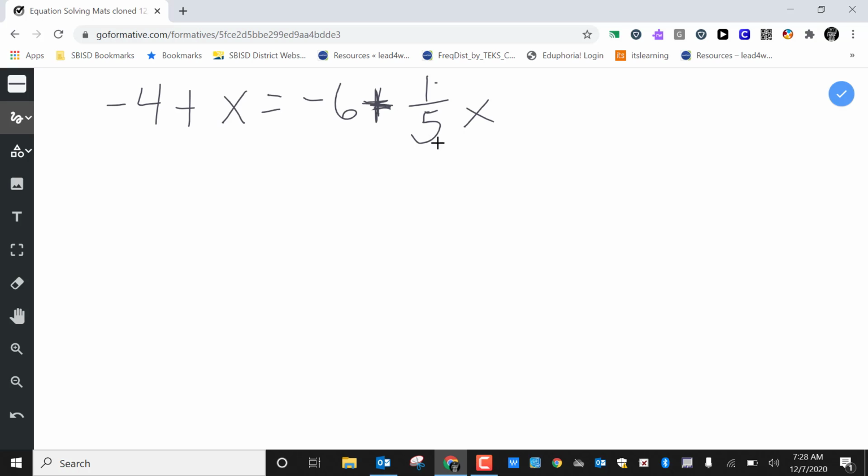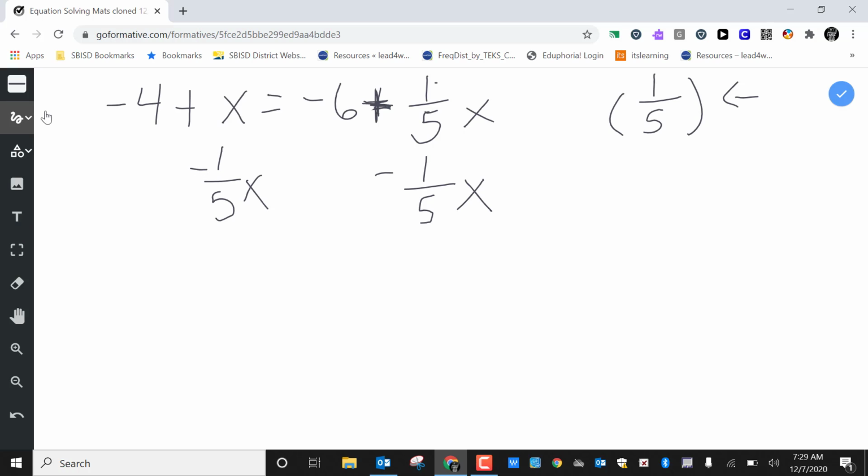So if I'm putting this in my calculator, I like to put my fractions in parentheses and then 1 divided by 5. So this is how I would put that into the calculator. Okay, so I want to move the positive 1/5 x to the other side. So the opposite of adding 1/5 x is subtracting 1/5 x. Whatever I do to one side, I have to do to the other side.